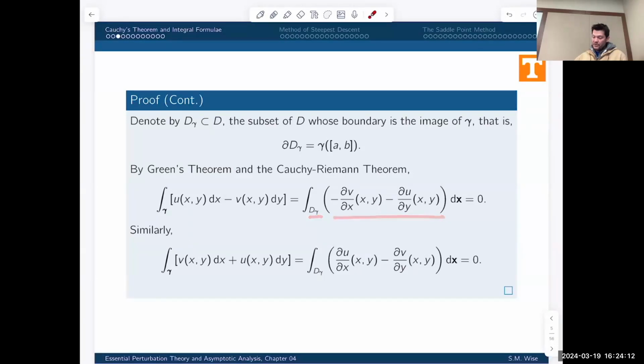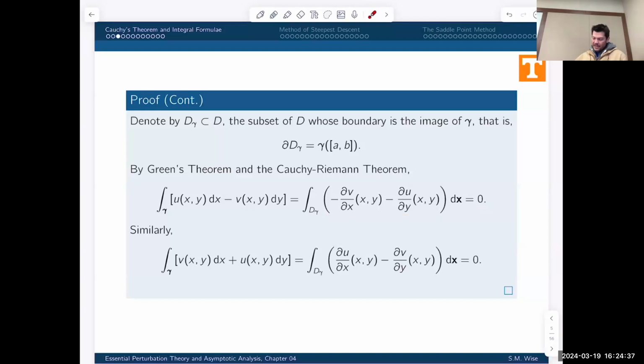But now the Cauchy-Riemann equations kick in and say that this guy is exactly opposite in sign and equal to this one. So the integrand turns out to just be 0 by the Cauchy-Riemann equations. So you integrate 0 over any set d gamma that you like, and you get 0.